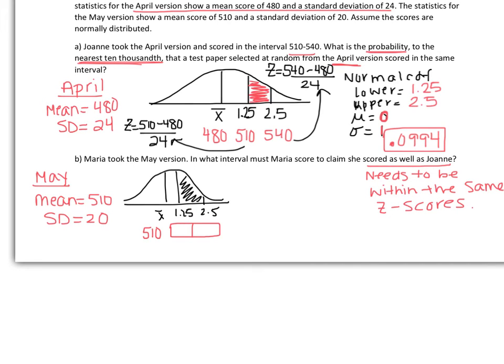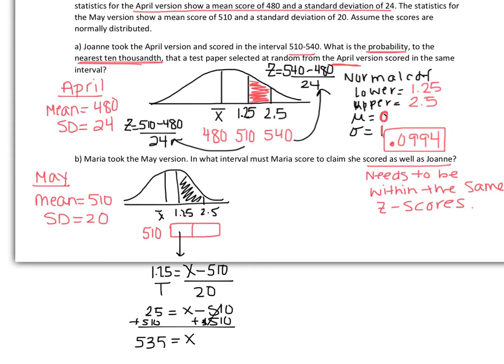So let's find this first interval. The z-score, 1.25, is equal to an unknown data value minus a mean of 510 over a standard deviation of 20. This time we'll cross multiply. So 20 times 1.25 is 25 equals x minus 510. Add 510 on both sides. X is equal to 535.